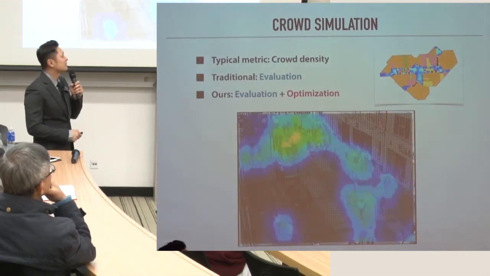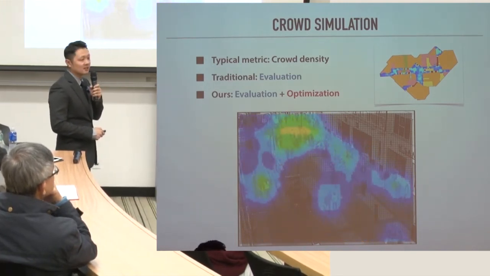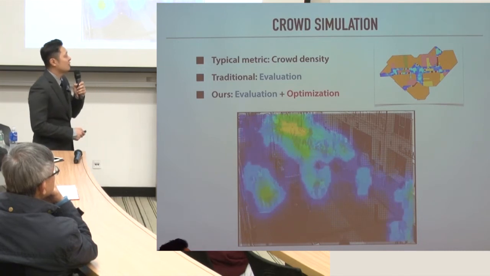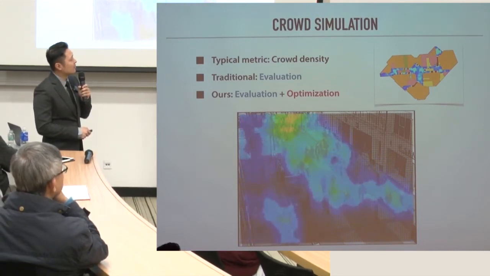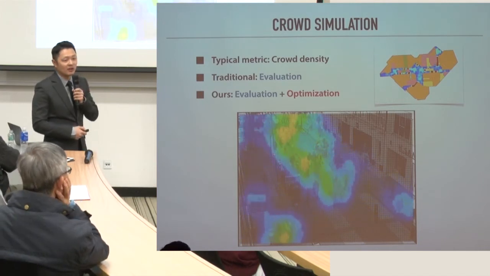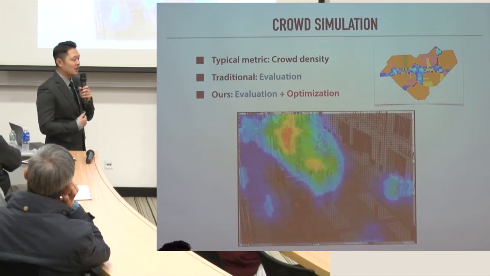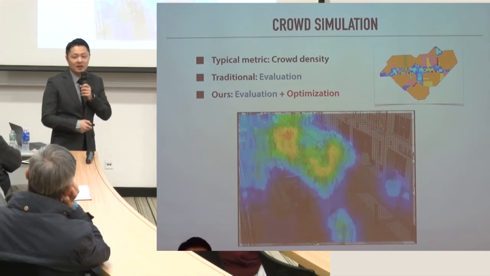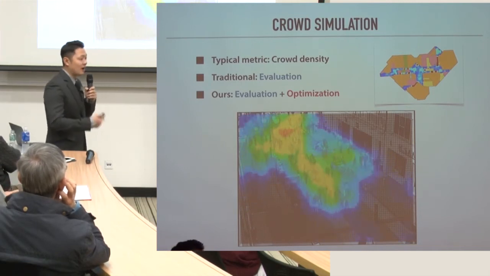After you do the crowd simulation, you can get some useful metrics. Typically it will be the crowd density. And architects actually use the crowd density to evaluate their layout design. For example, if you see a red dot here, which means you have potential congestion here, then they may redesign their layout. In our case, we are not only using the crowd density as evaluation, we also use it to drive our design process.